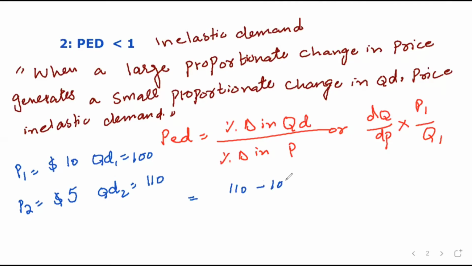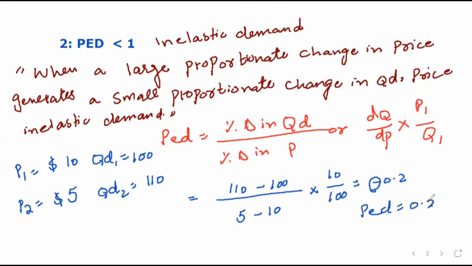So the answer will be, let's write the numbers first. 110 minus 100, Q2 minus Q1, over P2 minus P1, 5 minus 10, into P1, that is 10, and Q1, that is 100, and our answer will be minus 0.2. So again, ignore the negative sign. Your PED value will be 0.2. As you know, this is less than 1. That's why we say inelastic demand.